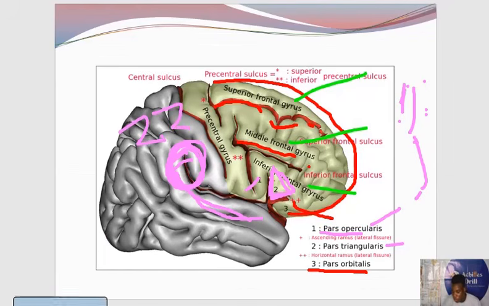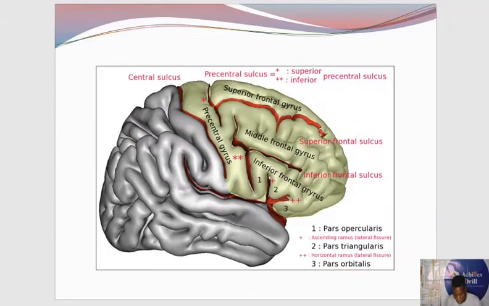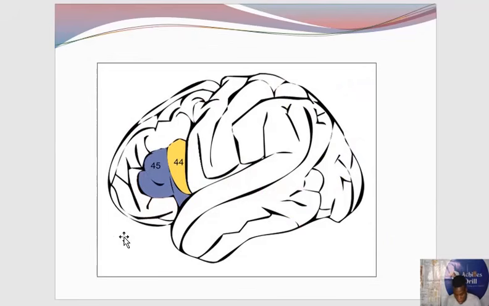So don't forget pars opercularis and pars triangularis, they contribute to the formation of the Broca speech area, area 44 and area 45. I will still say more on those areas. So yeah, we can see them right here. This is area 44, which is pars opercularis, and then the pars triangularis is area 45.